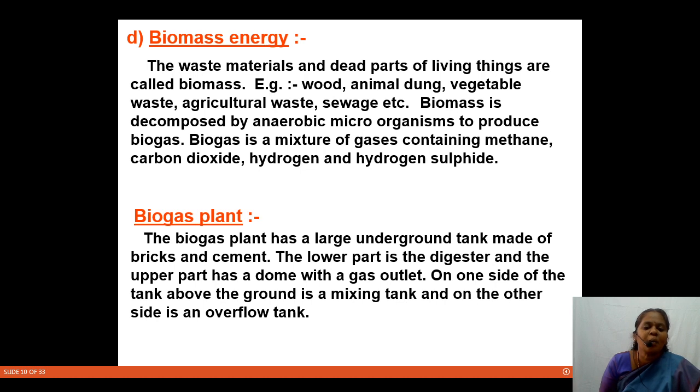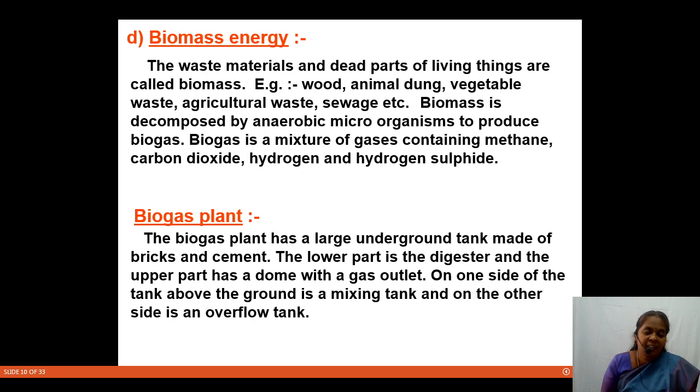Biomass is decomposed by anaerobic microorganisms to produce biogas. Biogas is a mixture of gases containing methane, carbon dioxide, hydrogen and hydrogen sulfide. So after getting biogas, a lot of gases are contained in it. Methane is a large percentage, around 70 to 75 percent is available.